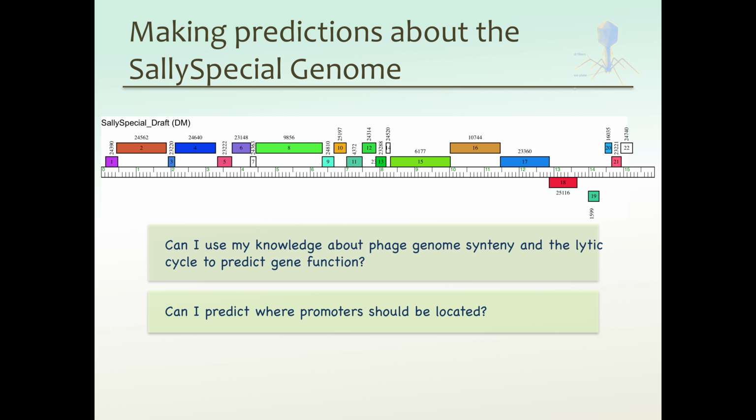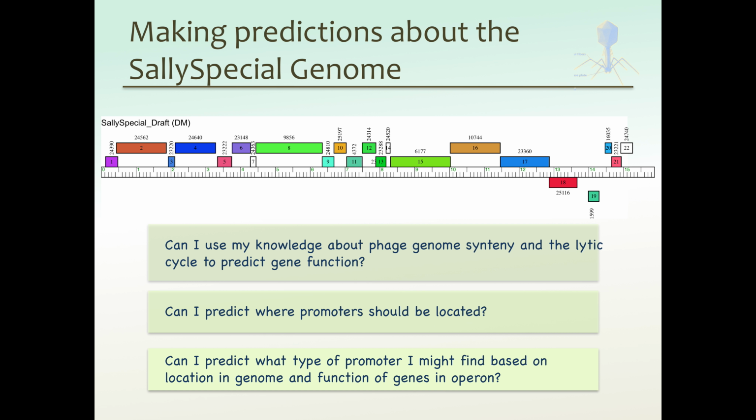Can I also predict where promoters should be located on this genome? We've already covered how to look for promoters in a genome and what a promoter looks like, but this is something that we're going to be asking you to apply in this unit as well. And finally, based on what I understand about the lytic cycle of phage and also how phage control gene expression in the lytic cycle, can I predict what type of promoter I might find in different regions of this genome, by putting together what I know about promoters and what I know about the lytic cycle and how the genes in the lytic cycle are controlled?